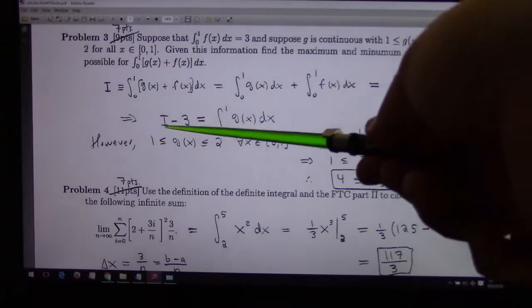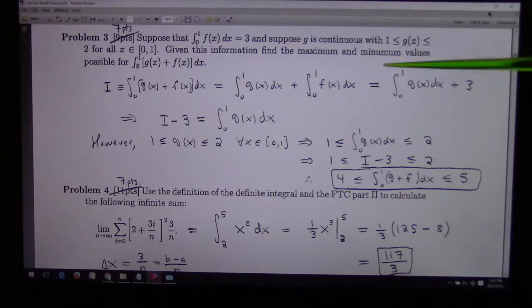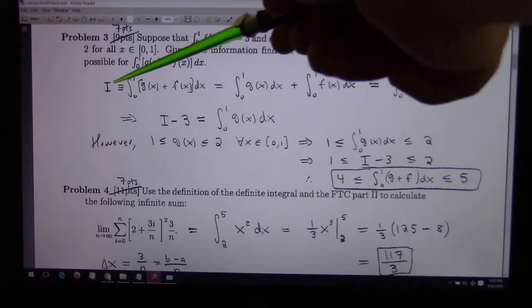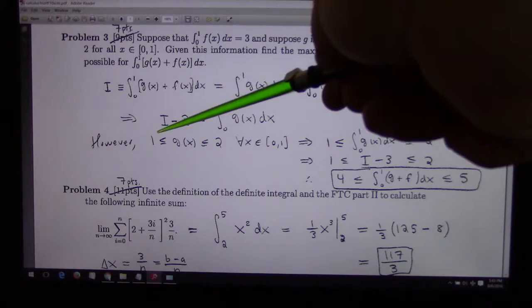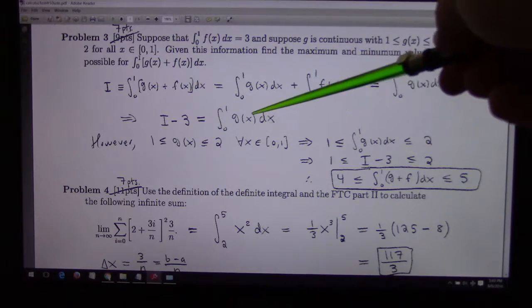But, so you get I minus 3 is equal to the integral of g, that you're trying to put bounds on. What are we trying to do here? Oh no, I is this integral. Sorry, I'm an idiot. So the thing I'm trying to put bounds on, I minus 3, is equal to that.